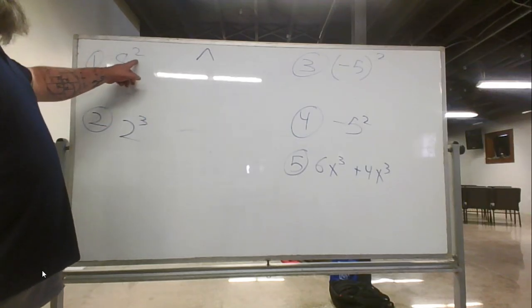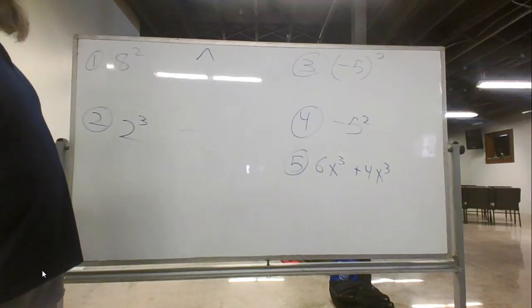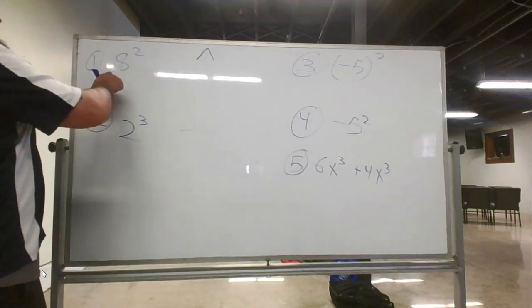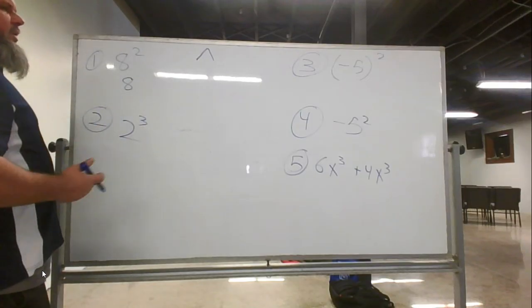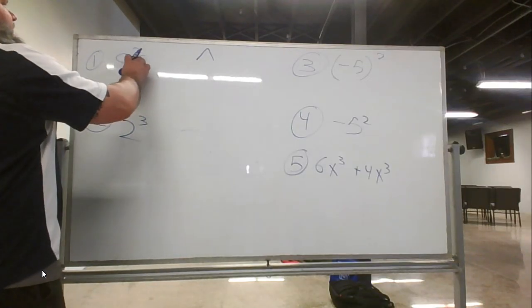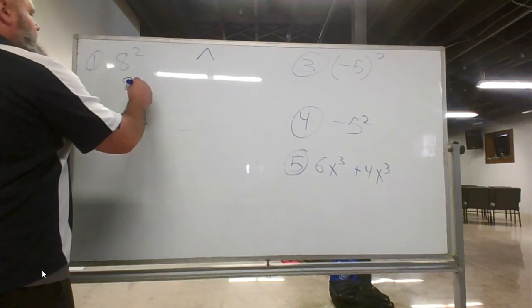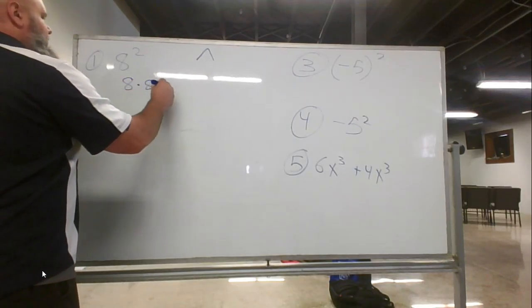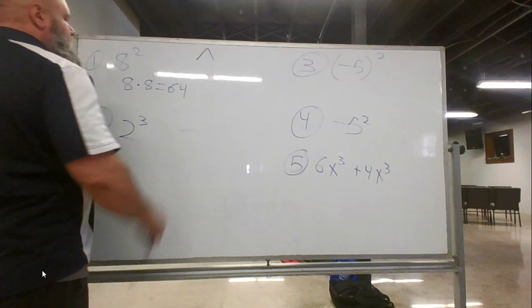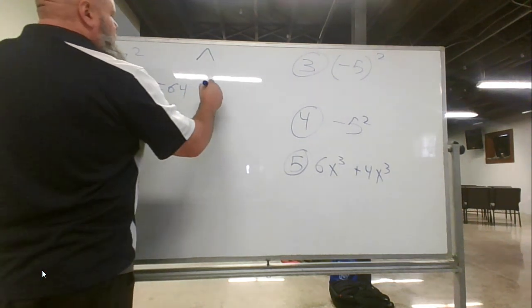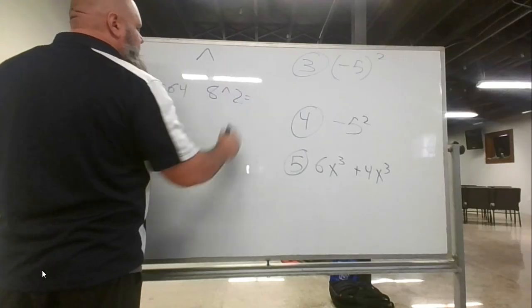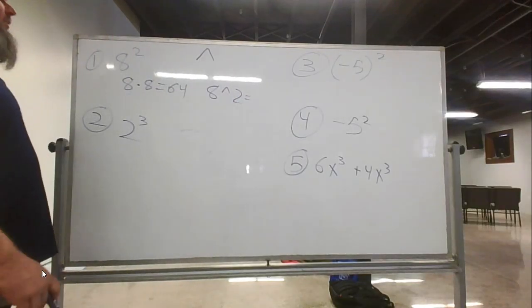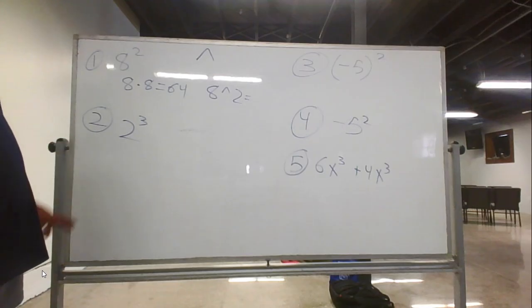We have 8 squared. That's 8 raised to the second power. Now our base is 8, so I'm going to write down 8. And how many times do I need to multiply 8 by itself? The exponent says 2 times. I'm going to have 8 times 8, and that gives me 64. Now in your calculator, you might do 8 caret 2 and then hit enter, and that'll still give you 64.